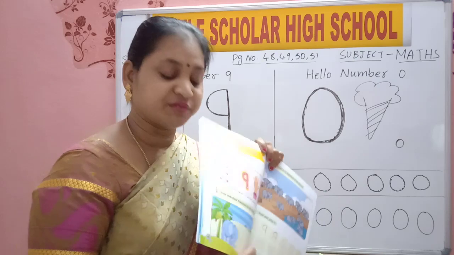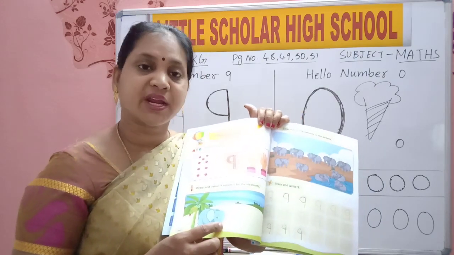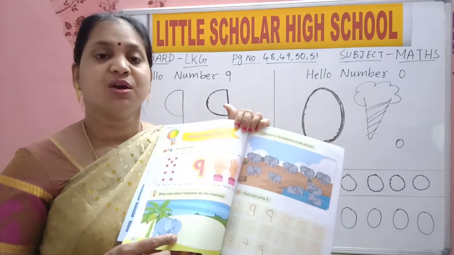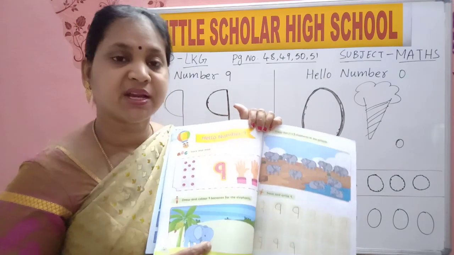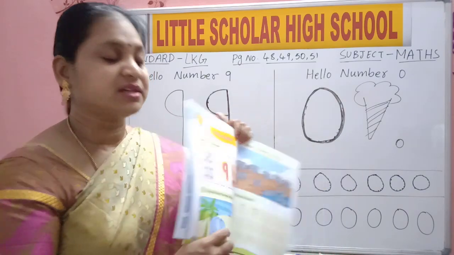Do it in your rough notebook. You will draw these 9 bananas and color. Count and draw. Only 9 should be there. Not less than 9 or more than 9. Only 9. Exactly 9 bananas should be there. Color that and practice in your books to write number 9 and 0.